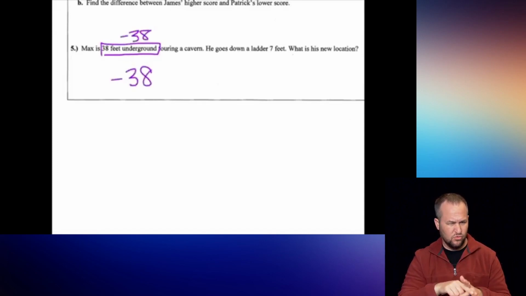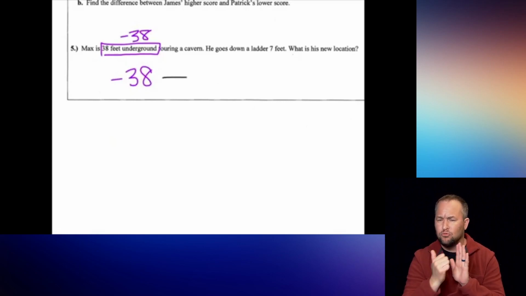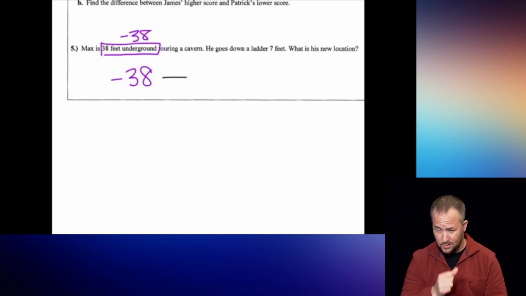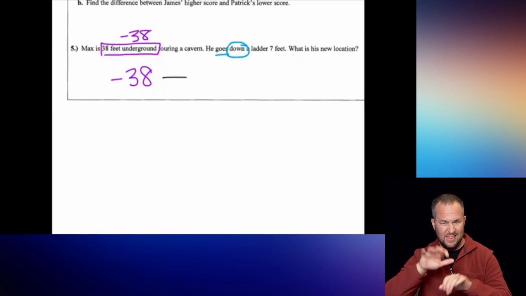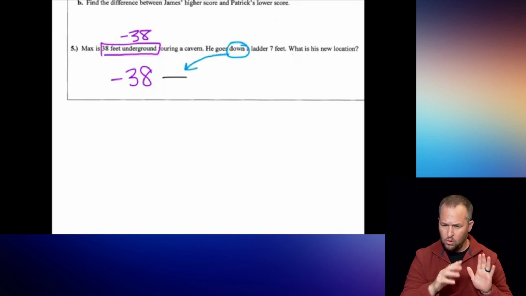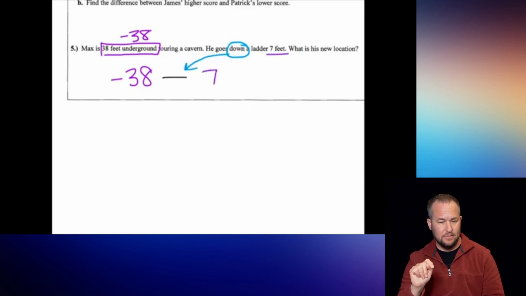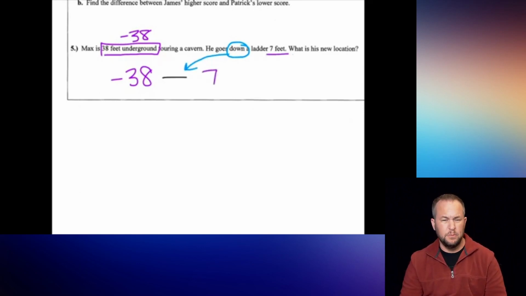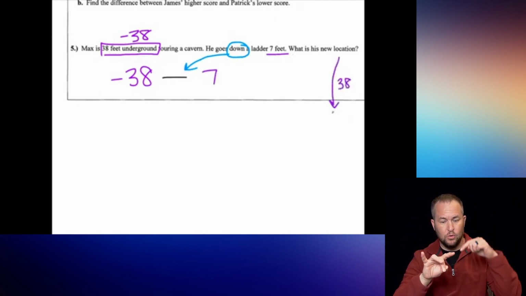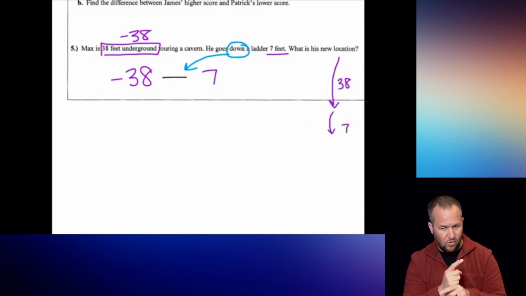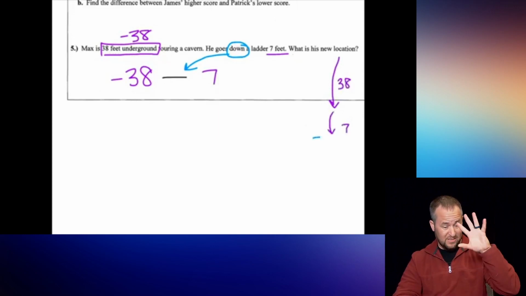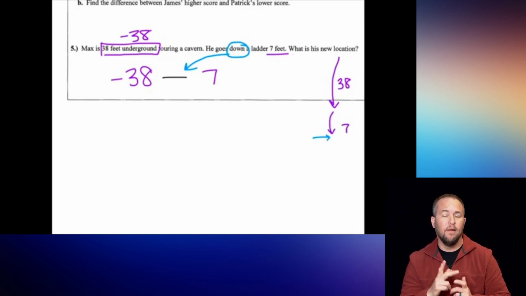But this whole thing is about subtraction. It is no longer addition, right? So keeping that in mind, he then goes down a ladder 7 feet. Remember, down is already represented by that minus sign. So really, it's just now 7 feet. So I have that 7. You can also think of it like a picture. If I'm going down 38 feet, and then I'm going down 7 more, I'm going to be at a total somewhere down here, right? We're going to talk about that.